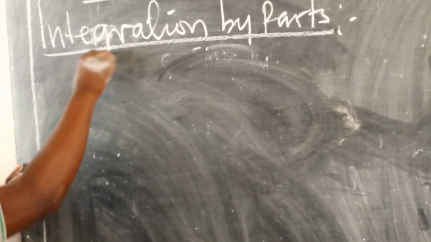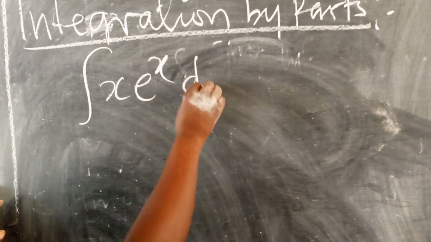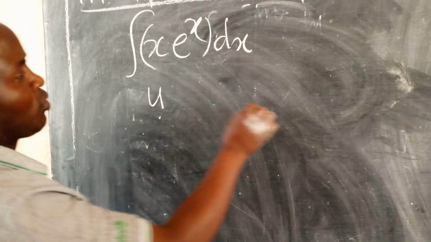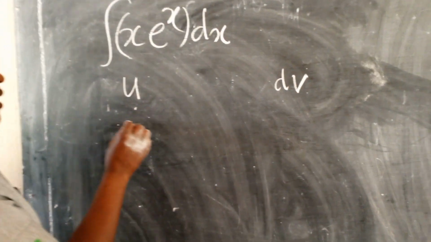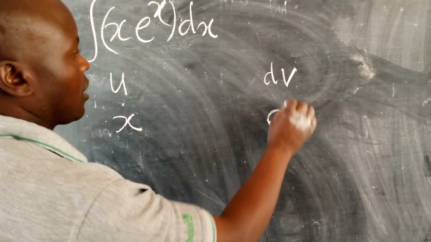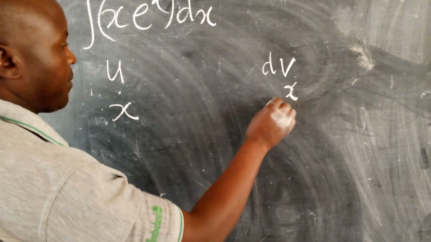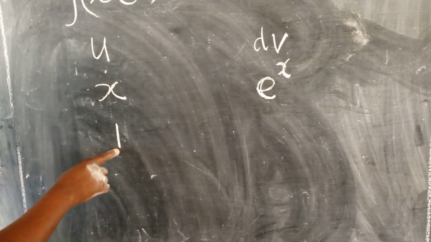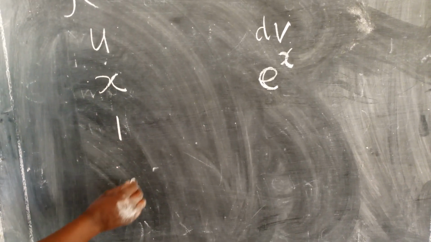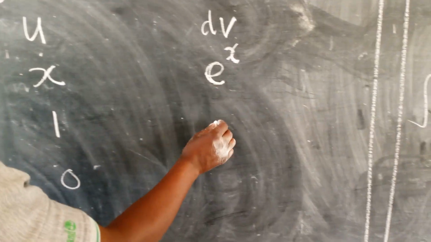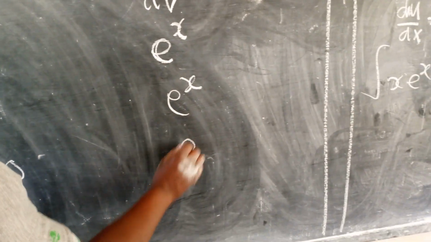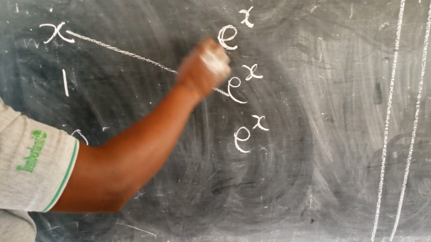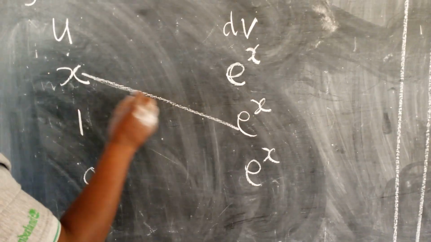When they tell me, Angel, integrate x e to the power x dx, one thing you should understand is that I'm going to have my u and my dv, as I told you. But here I'll put x, here I'll put e to the power x. Here I differentiate. When I differentiate x, it is 1. When I differentiate this one, it becomes 0. This one, when I integrate it, it is the same. Integrated, it is the same. So now it goes like this. This one, don't let it be affected. This is joined to that one.